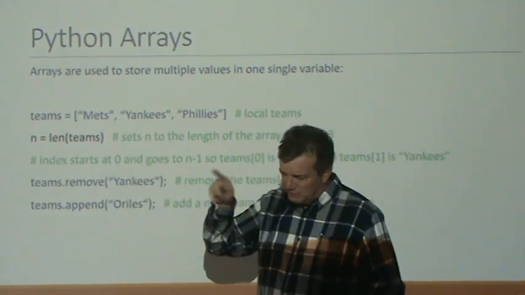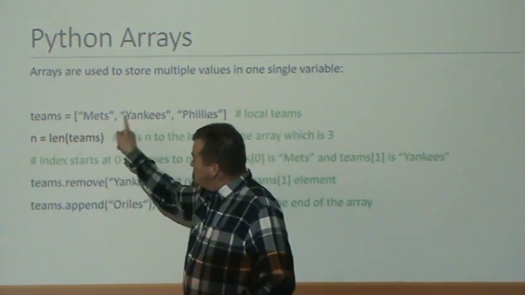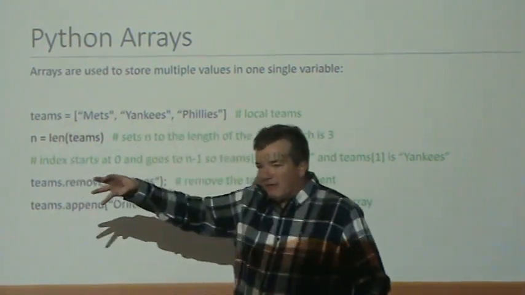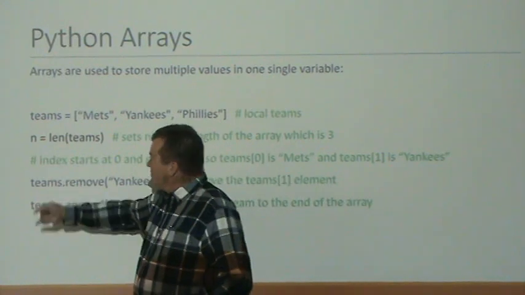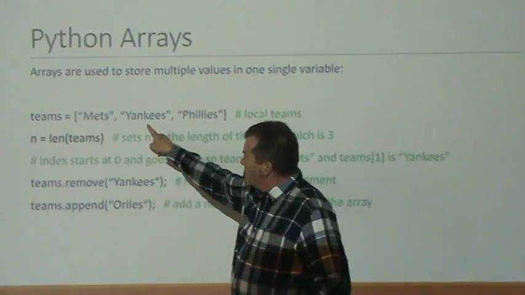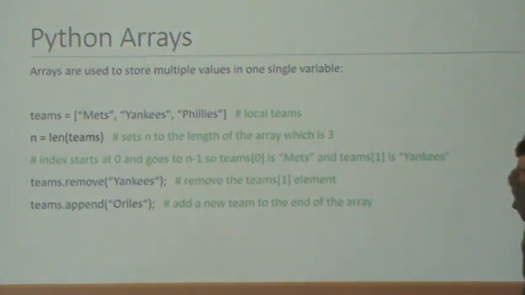Most programming languages start with 0. Team 0, team 1, team 2. So we have a collection of variables with the same name, called an array. So we have an array called teams. Team 0 is the Mets, team 1 is the Yankees, team 2 is the Phillies.